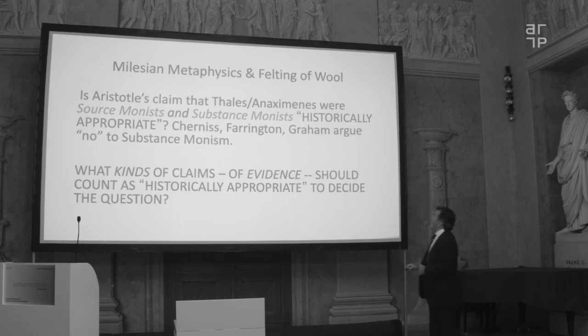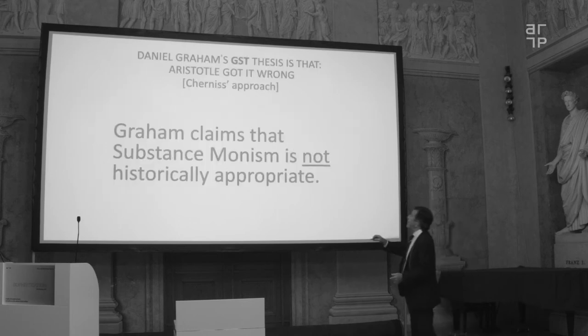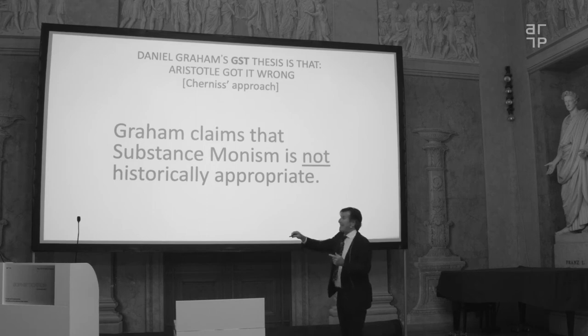Is Aristotle's claim that Thales and Anaximenes were source monists and substance monists historically appropriate? Now I'm back to the original argument that some of Aristotle's critics claim no, and I've been trying to show you that at the same time they worked, we have evidence for substance monism all around them. What kinds of evidence should also count as historically appropriate? Graham, for instance, claims that substance monism is not historically appropriate, and these are arguments, together with this one, and the monetization of the polis, the invention of coinage, of the same kind to show that he was mistaken.